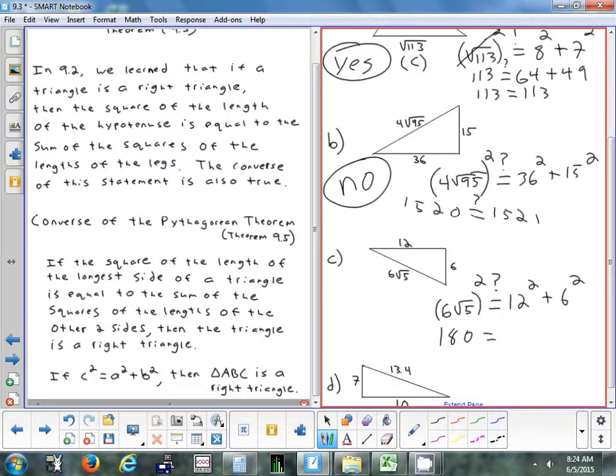Okay, 12 squared, we should be able to do this. It's in our times tables. Kiera, what's 12 squared? 144. 6 squared is 36. And if you add 144 and 36, what do you get? Yep, you get 180, which means they are equal. This is a right triangle. Okay. Any questions on that? Anyone need to do a fourth one? You get the idea? Okay, so if they come out equal, right triangle. Don't come out equal, not a right triangle.